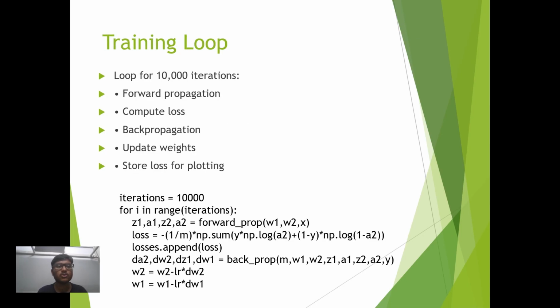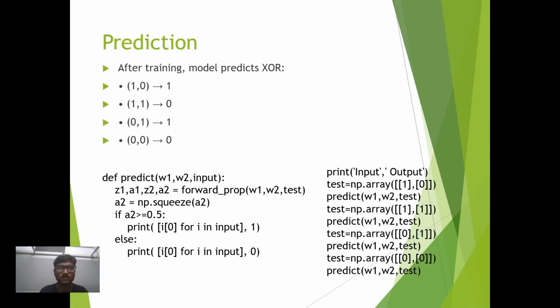And training loop, we loop over 10,000 iterations to get maximum accuracy. Forward propagation, compute loss, back propagation, update weights, and store loss for plotting. This is the cycle that we use. So we have 10,000 iterations as per the code, and we calculate the loss. We store the loss to plot the graph, and we keep updating weights based on this.